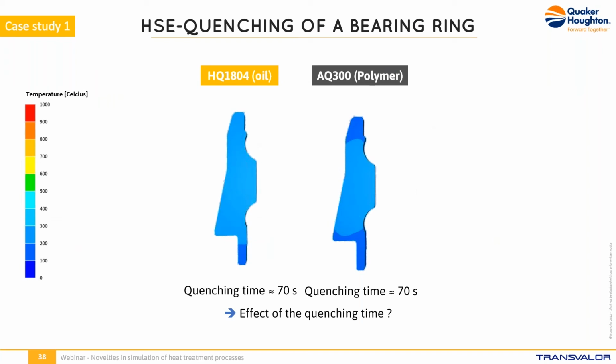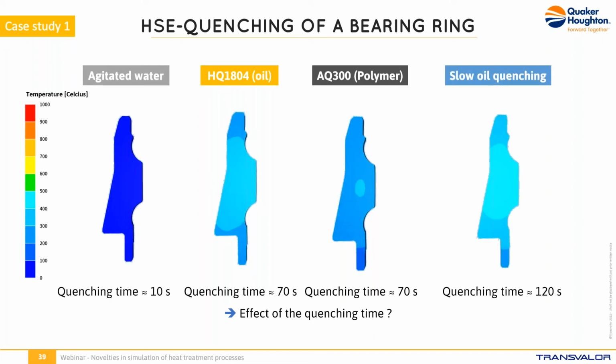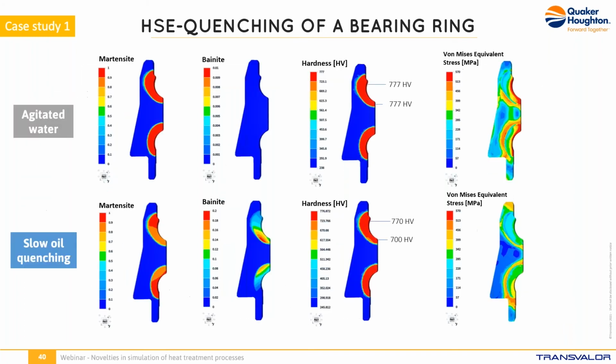If we look at our initial oil quenchant and our polymer candidate, we can see similar behavior in both cases, with quenching time around 70 seconds. We can compare these quenching times with those of the two extreme quenchants, the water quenching that takes 10 seconds, and oppositely, a slow oil where the quenching time is about 2 minutes. These differences will have an impact on the microstructure.